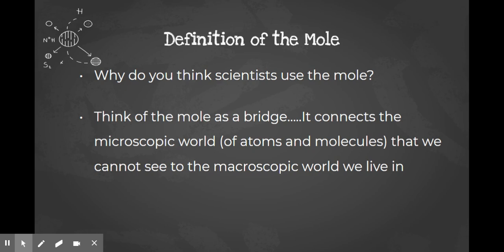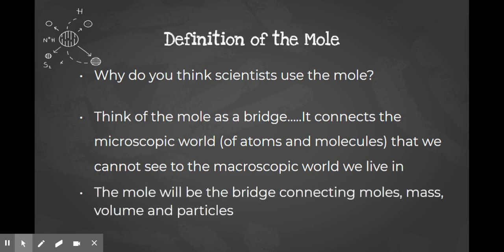Like if I said, give me 600 molecules of water, I mean, you can't do that. But if I say, give me a tenth of a mole of water, well, that you can do very easily. So it just connects all those things together. And we'll see more as we go on in this section how that works a little bit better.